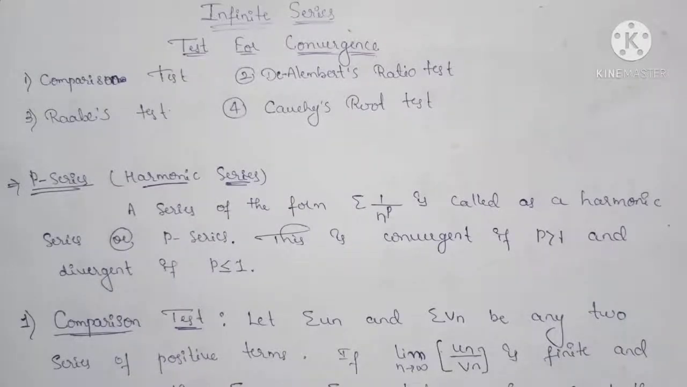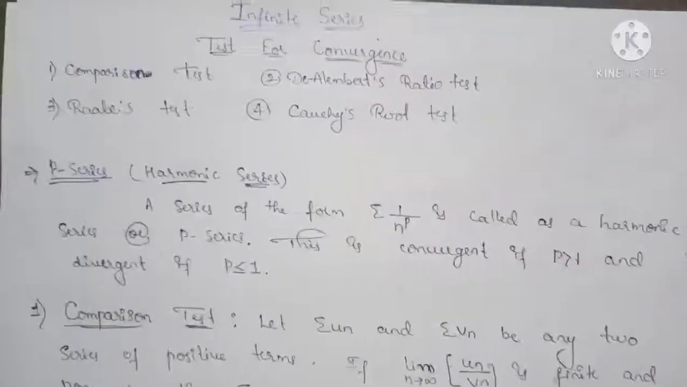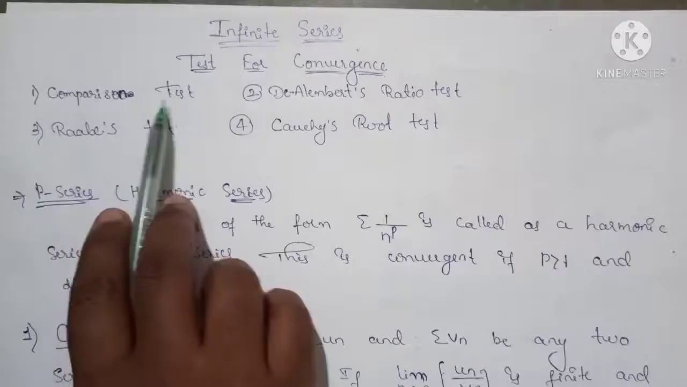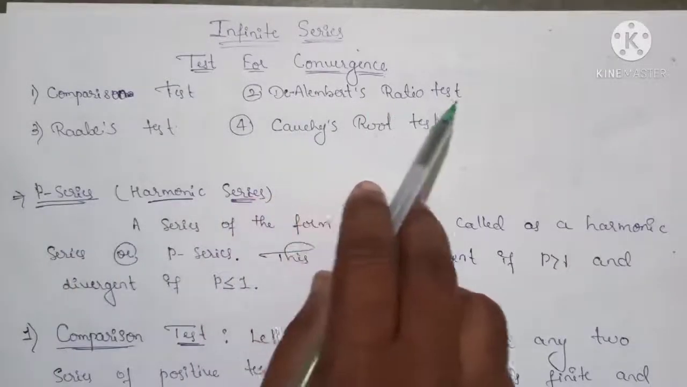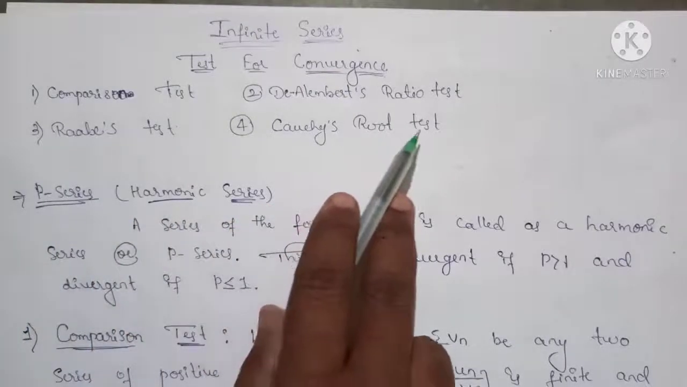Today we will start infinite series. In that we have already discussed some special series, and convergence and divergence of infinite series. So today we test for the convergence of the given infinite series. In that we have four tests. First one is the comparison test, second one is D'Alembert's ratio test, or it is also called the ratio test. Third one is Raabe's test, and fourth one is Cauchy's root test.